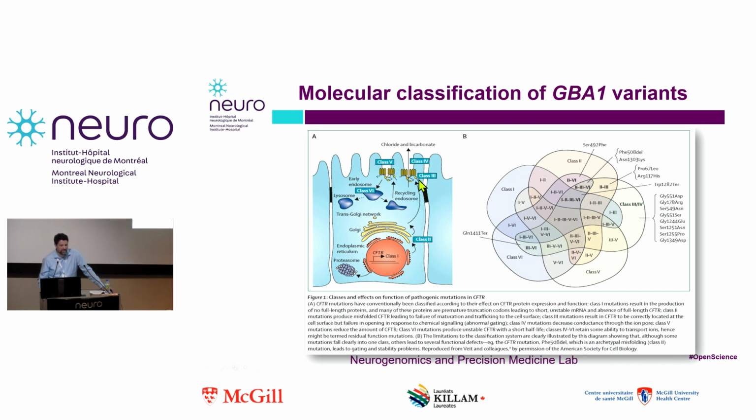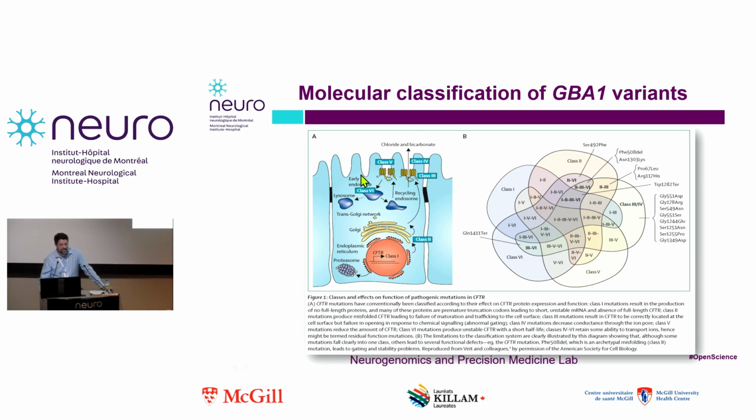And that would be class 2, and then you have class 3. These are mutations where the transport is fine, but there's a problem with the gating mechanism, so that would be class 3. There's class 4, where there's a problem in the actual channel, the structure of the channel.